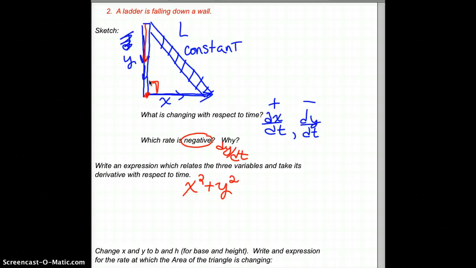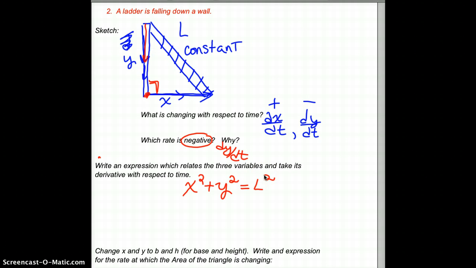We'll have a lot of geometry problems that deal with cones and cylinders and such. You don't really need to memorize those formulas. Those will usually be given to you. But the Pythagorean theorem is one that you should definitely know. So I'm writing an expression where x squared plus y squared would have to be L squared.